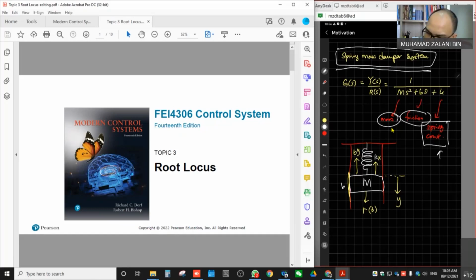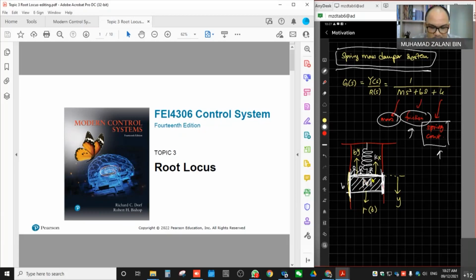Let's say there are some parameters that might be changing, like friction. Friction might be changing, because if you put some lubrication, some oil in, the friction may be lesser than before. For the mass as well, if we change the mass of this particular object, say there was originally one person sitting on this and we add one more person, of course at that time its mass has changed. Its parameter has already changed.